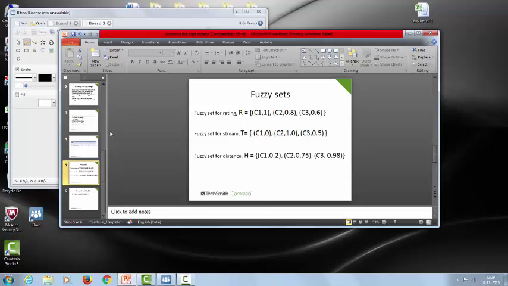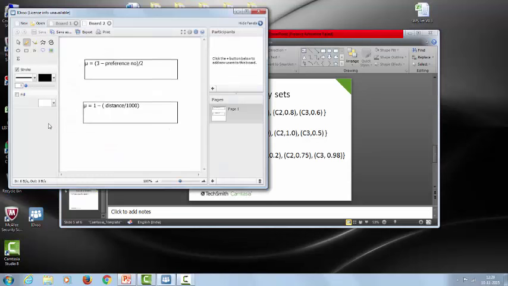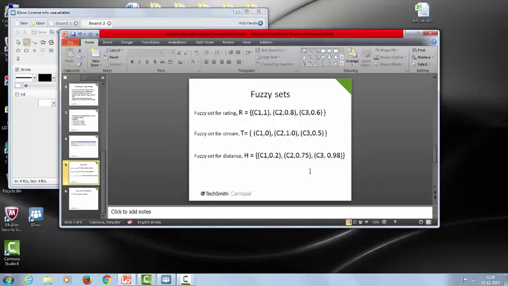Now we come to the fuzzy set for distance. The membership value can be calculated by this formula: 1 minus distance divided by 1000. Why do I choose the value 1000 in the denominator? Because that may be the limit set by Greta, that is 1000 kilometers. So for the fuzzy set for distance, the membership value of C1 would be 1 minus 800 divided by 1000, which gives 0.2. For C2 it would be 0.75, and for C3 it will be 0.98.